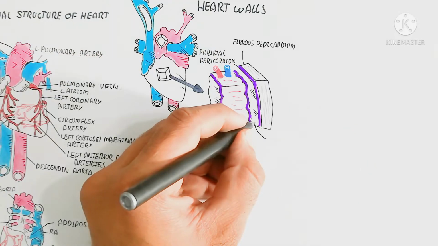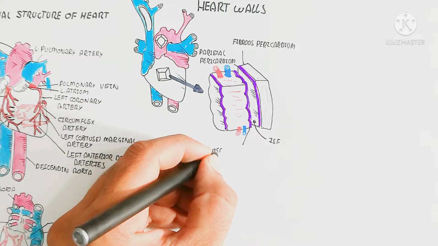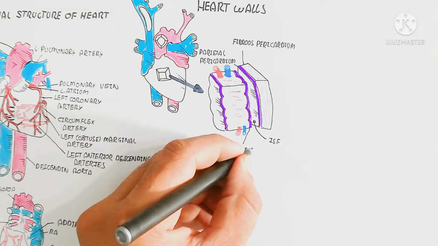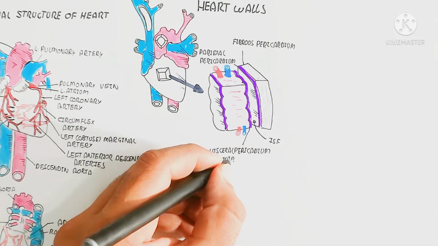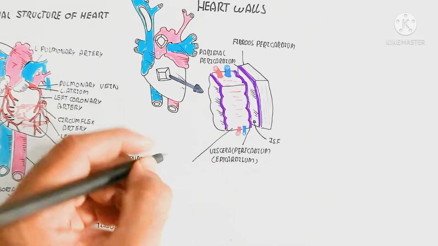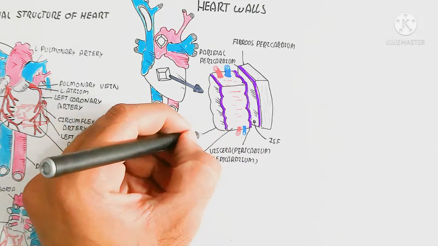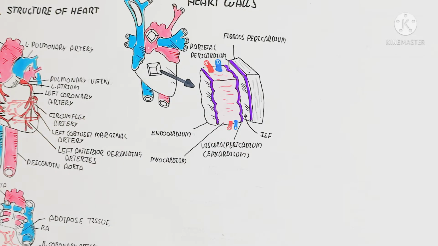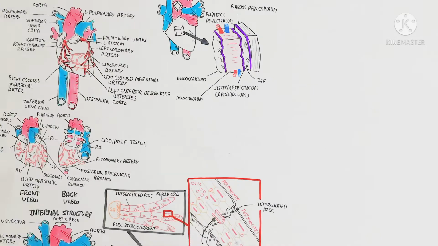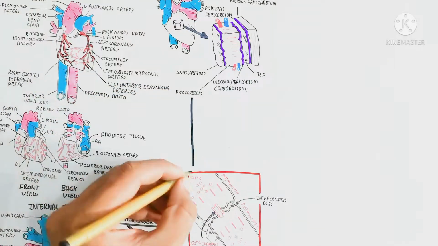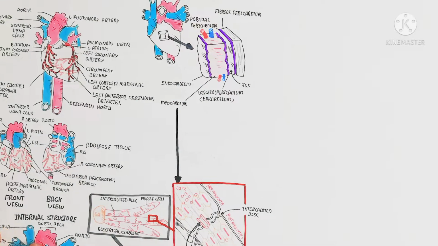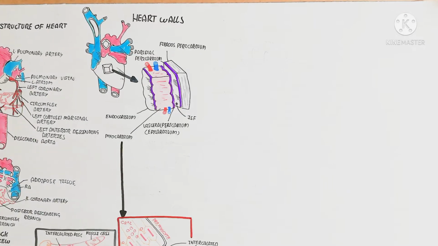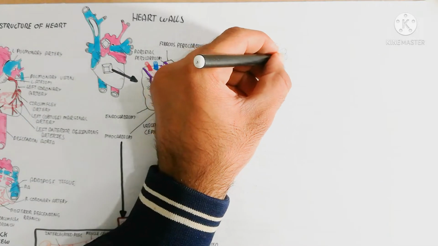On the other hand, if the interstitial fluid decreases, the abrasion as well as the friction will increase. This friction will lead to pain in the heart. Here is the visceral pericardium, and here are the endocardium and myocardium. This myocardium contains muscle cells. Here you can see the muscle cell, and the endocardium is the innermost layer of the heart. The parietal pericardium you can see in the purple color.